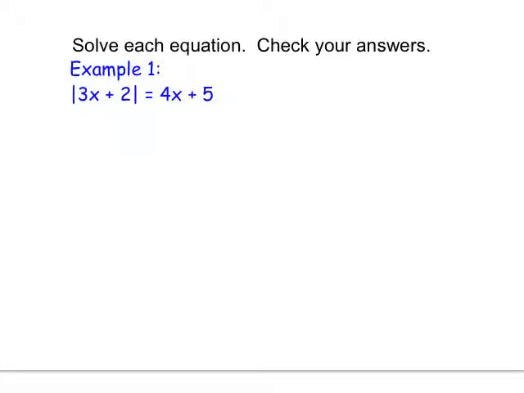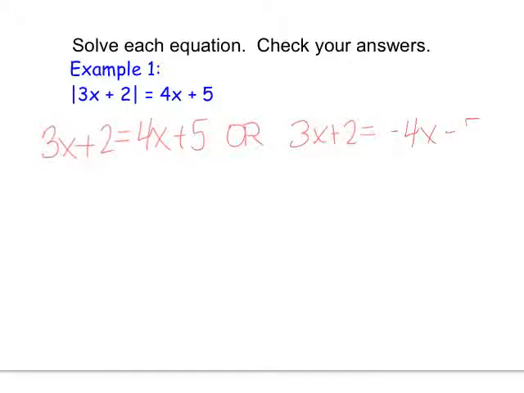Step 2 is to create two problems. So I'm going to go ahead and write my two problems now. So I've written my first problem, 3x plus 2 equals 4x plus 5. I just completely dropped the absolute value bars for the first question. And for the second equation, I'm going to put 3x plus 2, and I'm going to change all of the signs that come after the equal sign. So that's going to equal negative 4x minus 5.